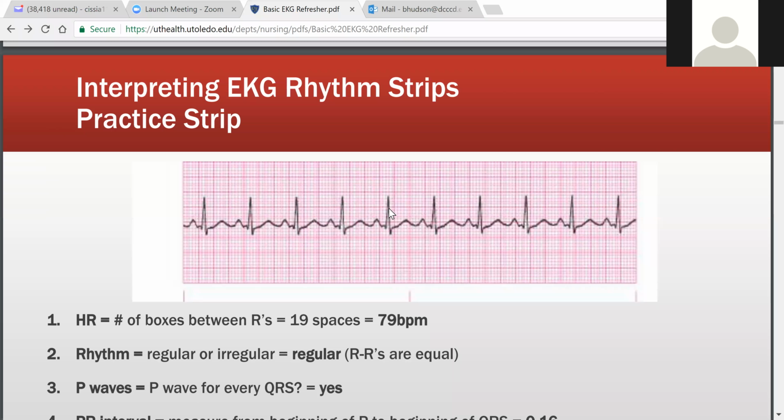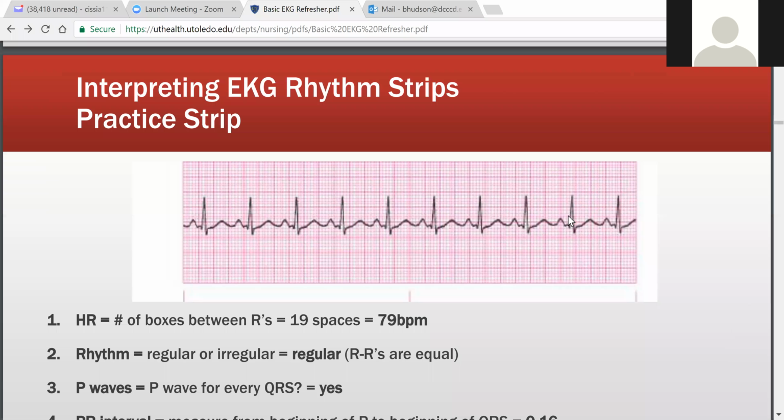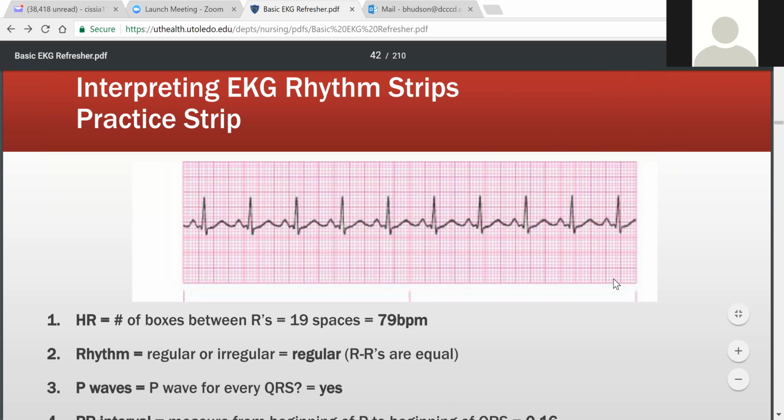So here's a strip. 1, 2, 3, 4, 5, 6, 7, 8, 9. Would that be correct? Yes. I don't have this whole beat here, so I would go with 90. This is going with something altogether different because they're measuring these little boxes, so they're getting a lot more accurate, but this looks faster than 79, just on an eyeball.